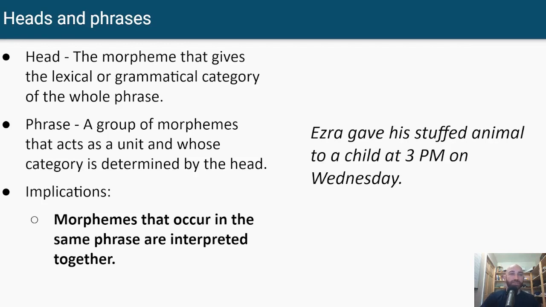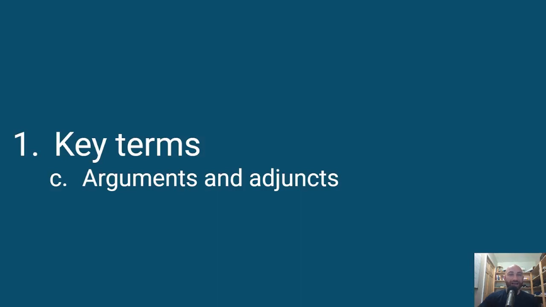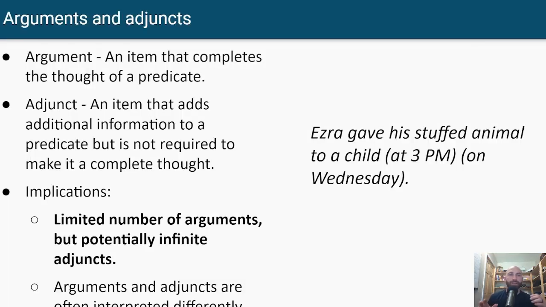So that brings us to arguments and adjuncts. We've discussed arguments in different places, but now we're going to discuss it in terms of syntax. An argument, syntactically, is an item that completes the thought of a predicate, and it's honestly very hard to separate this idea from semantics. So I'm going to be a little bit blurry with this. There's a lot of work done on separating a syntactic argument versus a semantic argument, but we're just going to leave that issue aside for now.